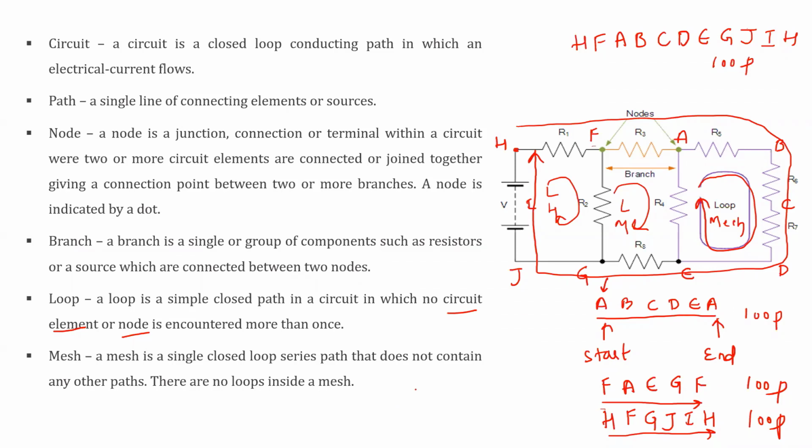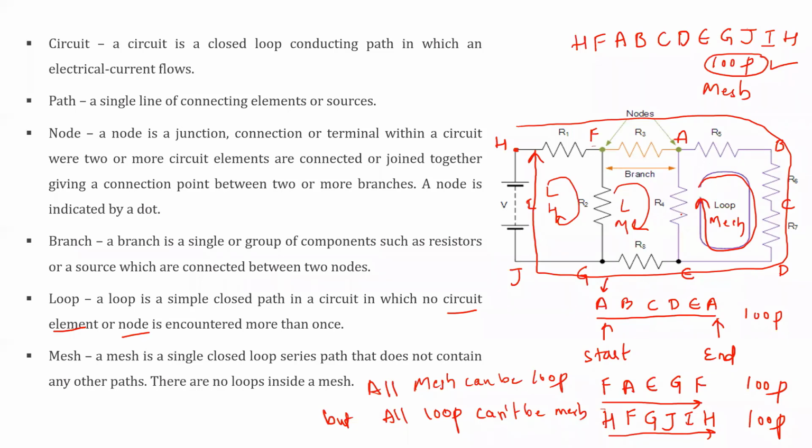The conclusion is, all meshes can be loops, but all loops can't be meshes. The reason is we have considered this loop, but it cannot be a mesh, because inside this loop there are three more loops.